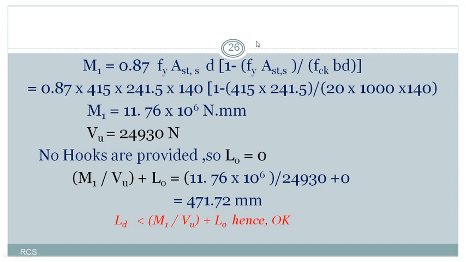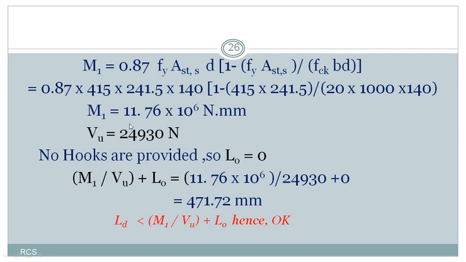This M1 we have to calculate with respect to the 50% area of the steel which is going into the support. So the area is AST, and the formula will be M1 equal to 0.87 Fy ASTS into D times (1 minus Fy ASTS by FCK into B D). You know what ASTS is? It is the area of steel provided at the supports.